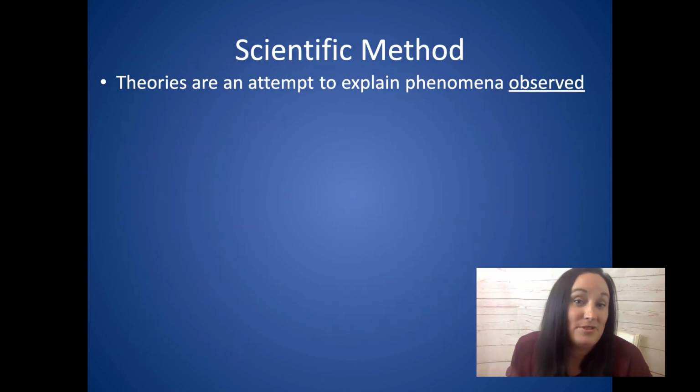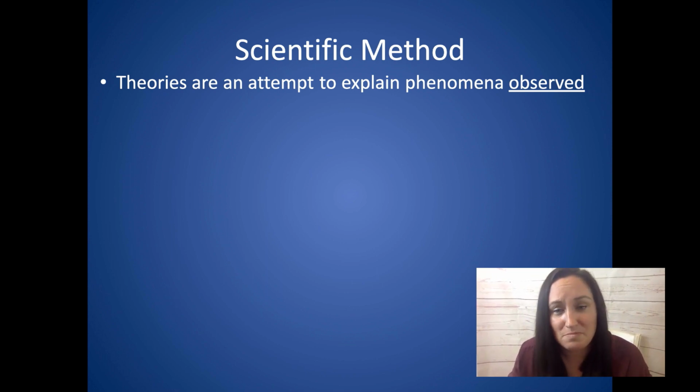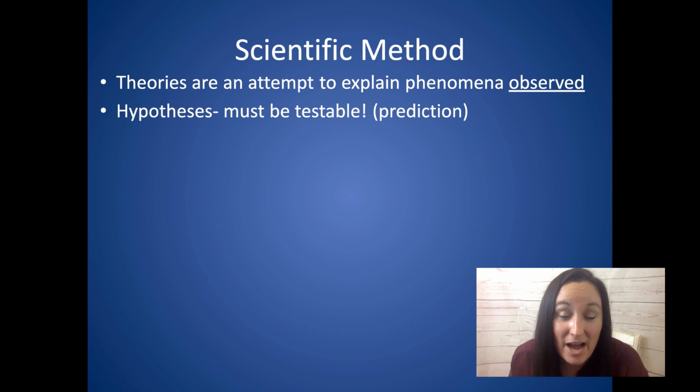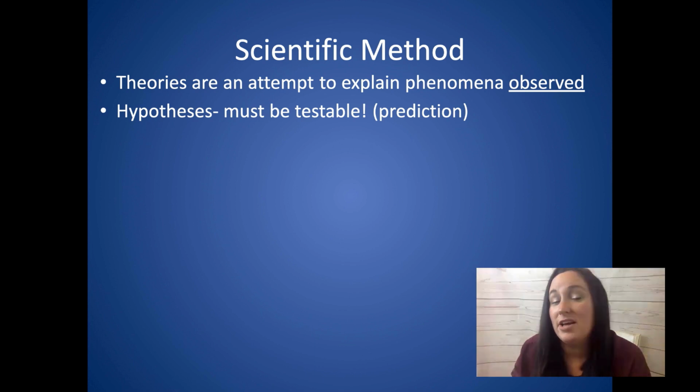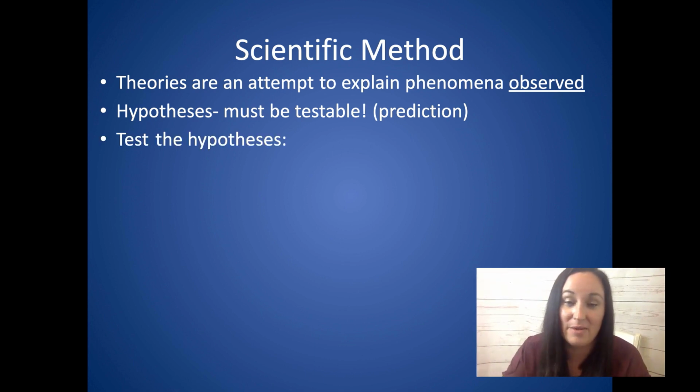All right, so we also use the scientific method. I know you're familiar with this, so I'm not going to spend a lot of time on this, but we'll do some stuff in class too. Theories are an attempt to explain phenomena that have been observed. A hypothesis is a prediction, but the prediction has to be worded so that it is testable. We have to be able to test our hypotheses.